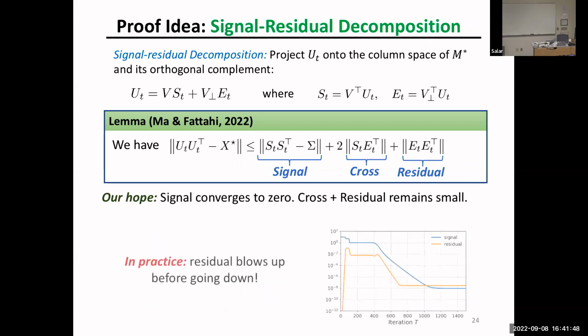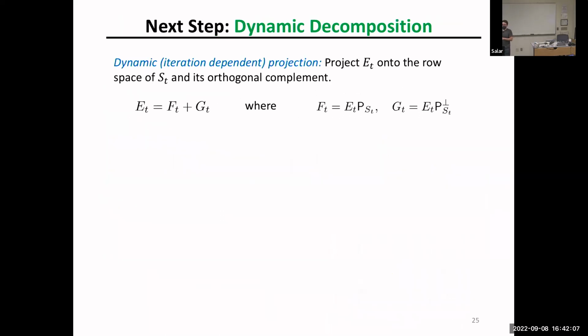Well, the bad news is when we run the algorithm, the residual term has a non-monotonic behavior. It blows up before going down. Here, this orange curve is the residual term. You can see that it goes up first before going down. So to analyze this non-monotonic behavior, we need a finer decomposition for our solution trajectory.